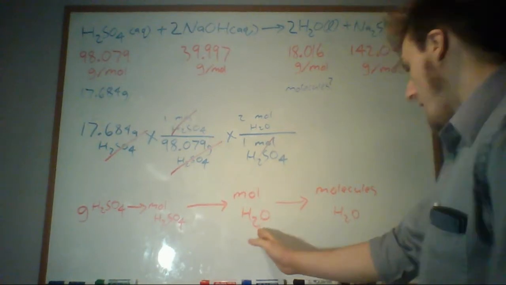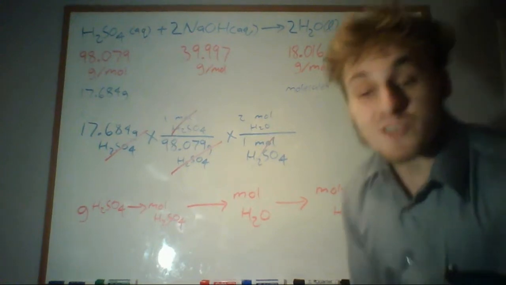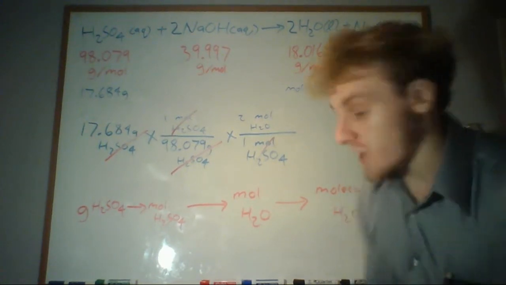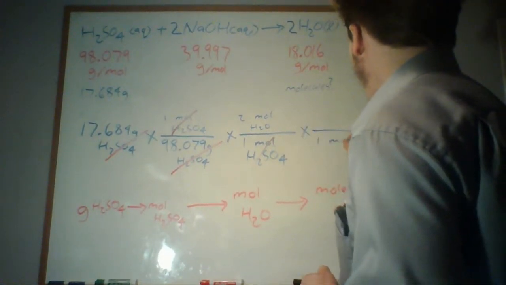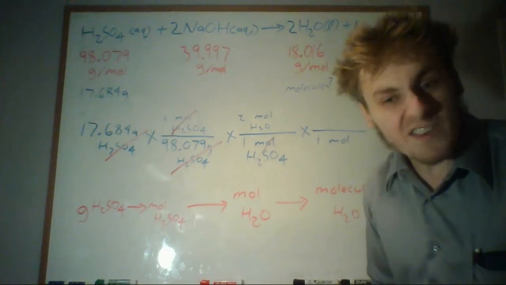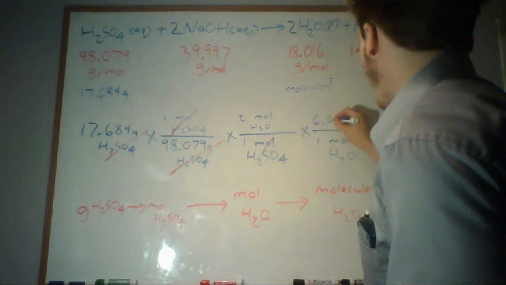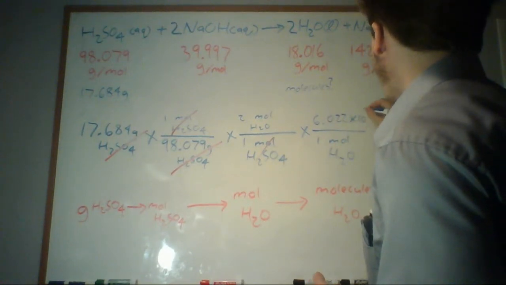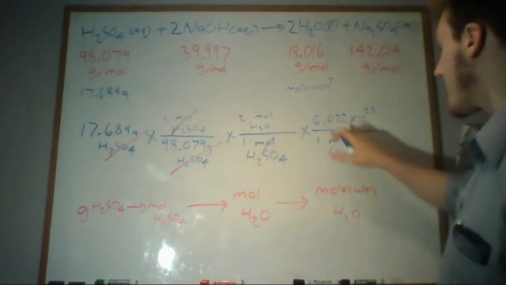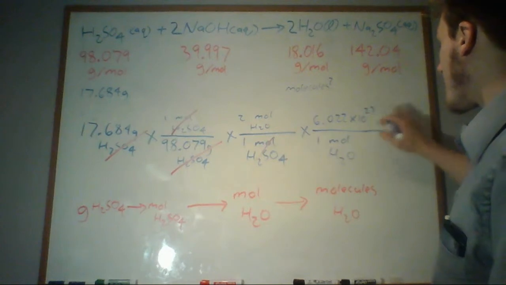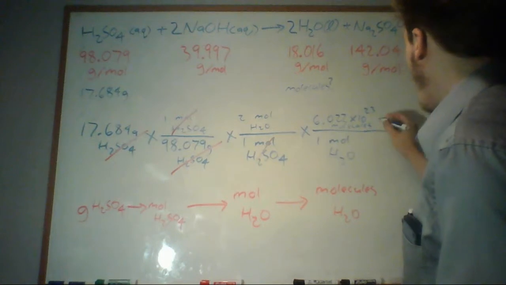So the next step we have to do is go from moles of water to molecules of water. We're just going to use Avogadro's number to do that. So, for 1 mole of anything, in this case water, you're going to have 6.022 times 10 to the 23rd particles of that something. In this case, we're going to have 6.022 times 10 to the 23rd molecules of water.